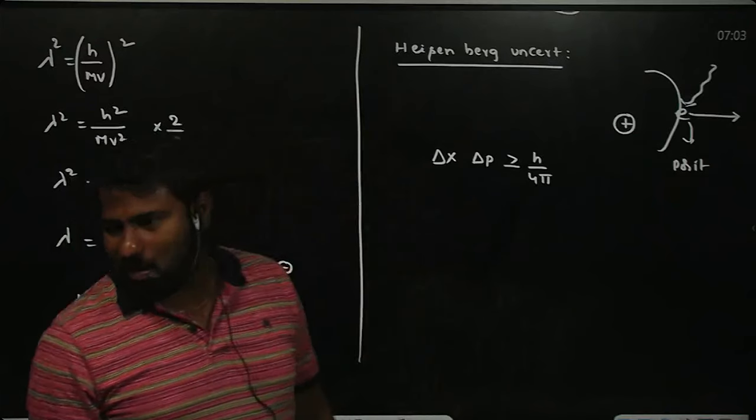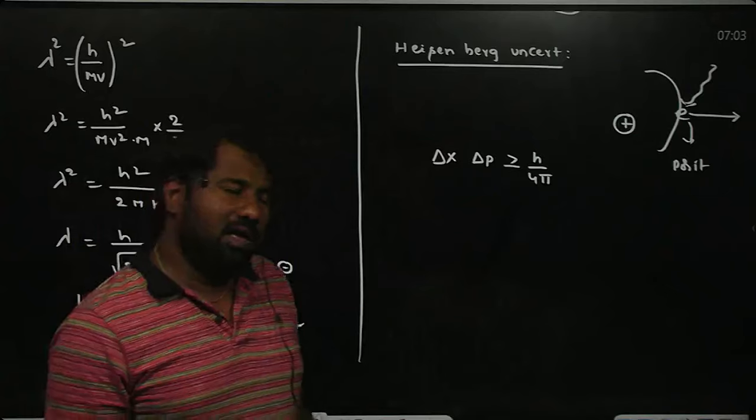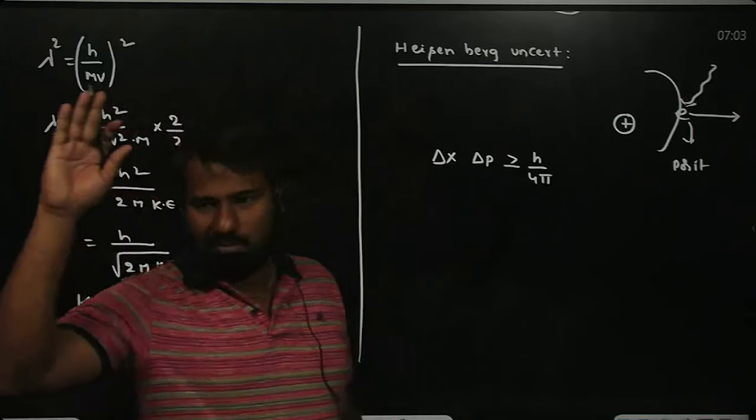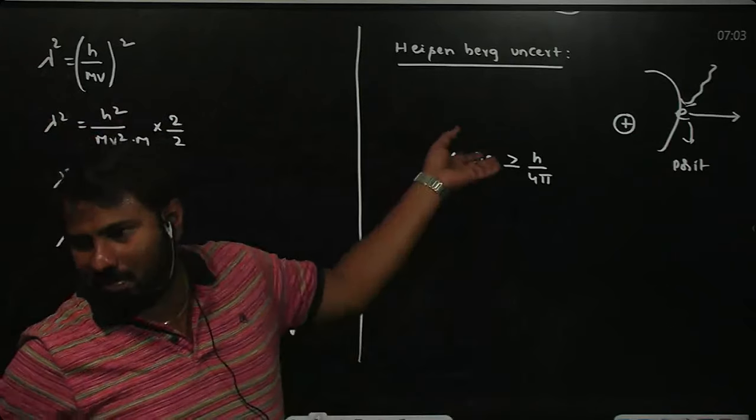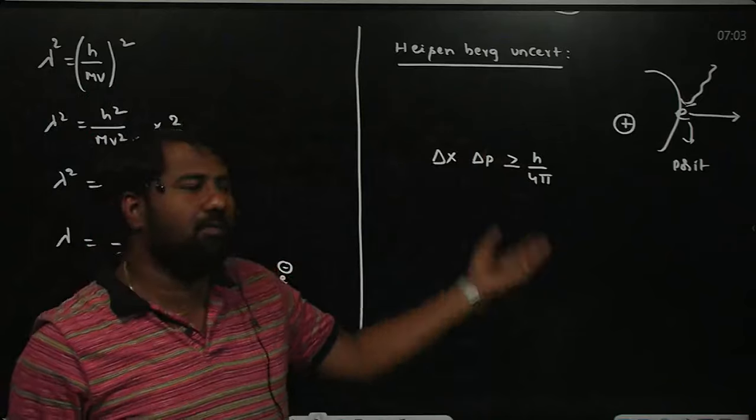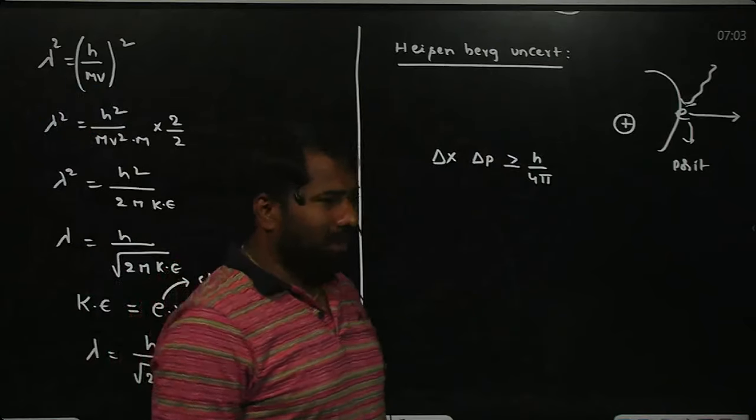That's not nh by 2 pi. That is h by 4 pi. Actually, in previous books, previous contents, it was given as h by 2 pi, but that has been modified. h by 4 pi. Okay.